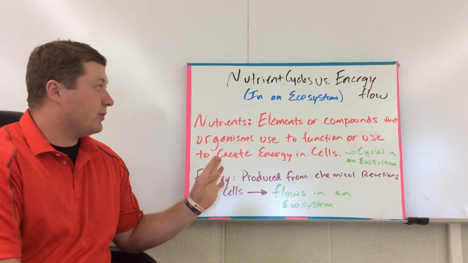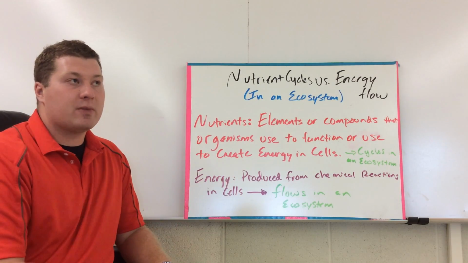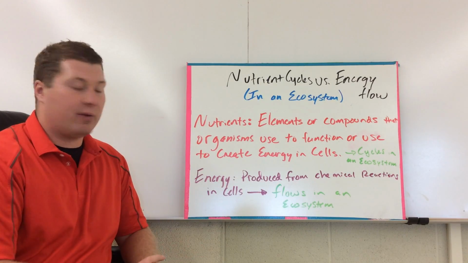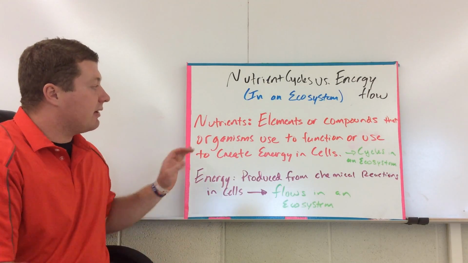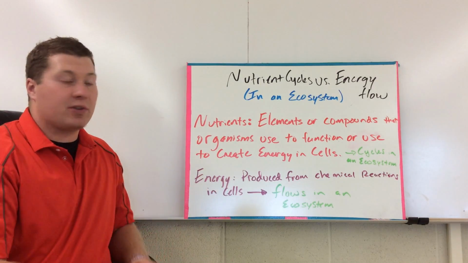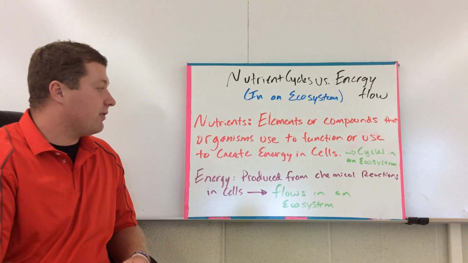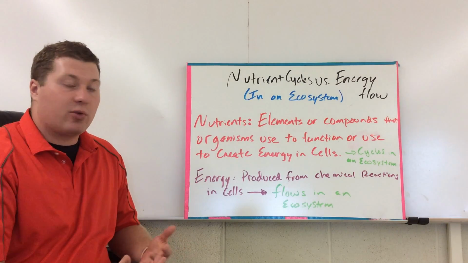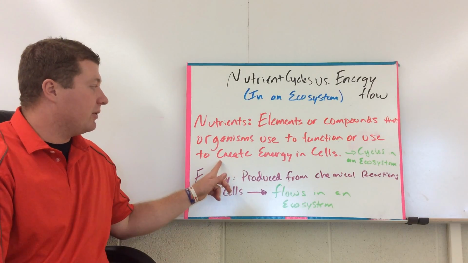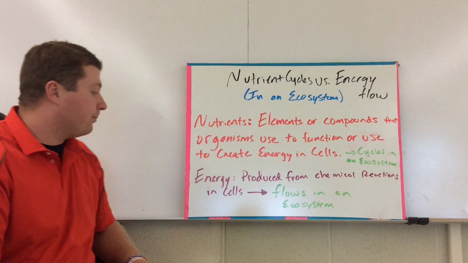What I'm going to talk about today is nutrient cycles and energy flow, pertaining to an ecosystem. So we're moving into our ecosystems unit. This is kind of the first pieces of information that we're going to use. Two things we have to define first are nutrients and energy. Nutrients are things like elements or compounds that organisms in the ecosystem use to function, or use to create or use energy in their cells. And the important part about nutrients that you'll see today is that they cycle in an ecosystem.